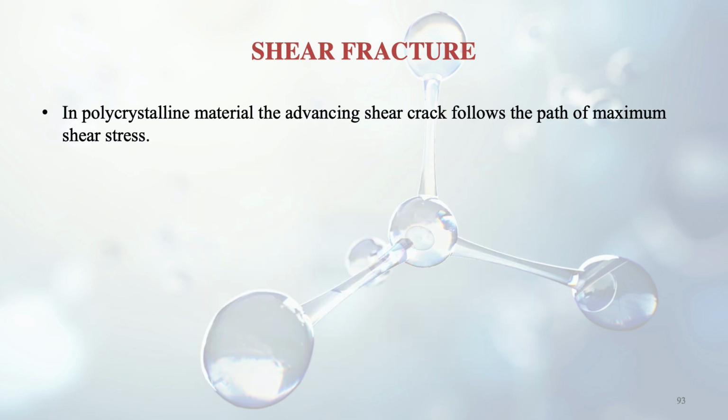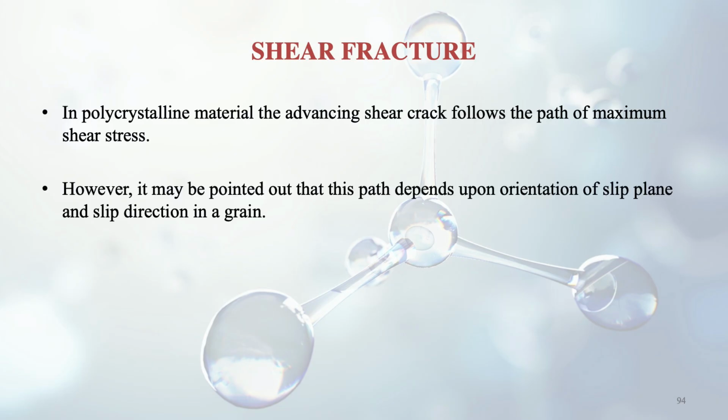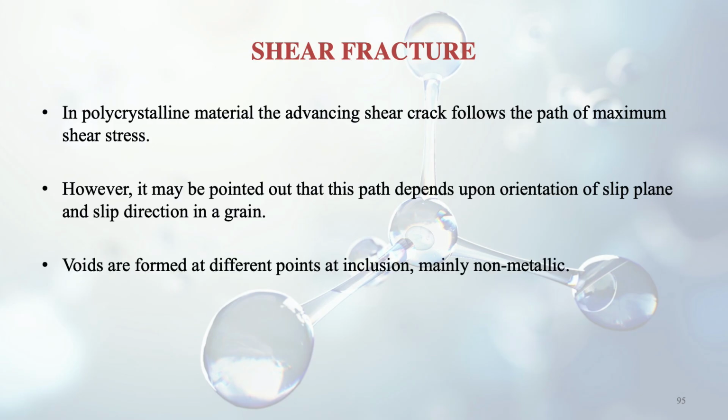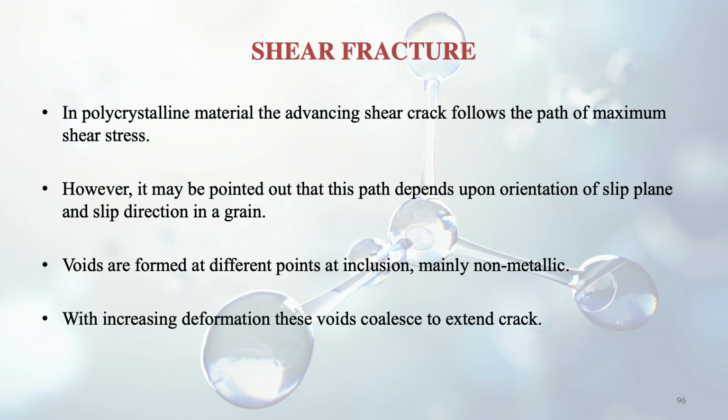In polycrystalline material, the advancing shear crack follows the path of maximum shear stress. However, it may be pointed out that this path depends upon the orientation of the slip plane and slip direction in a grain, so they may change also. Voids are formed at different points at inclusions, mainly non-metallic type. And with increasing deformation, these voids coalesce, meaning they come together to extend the crack.